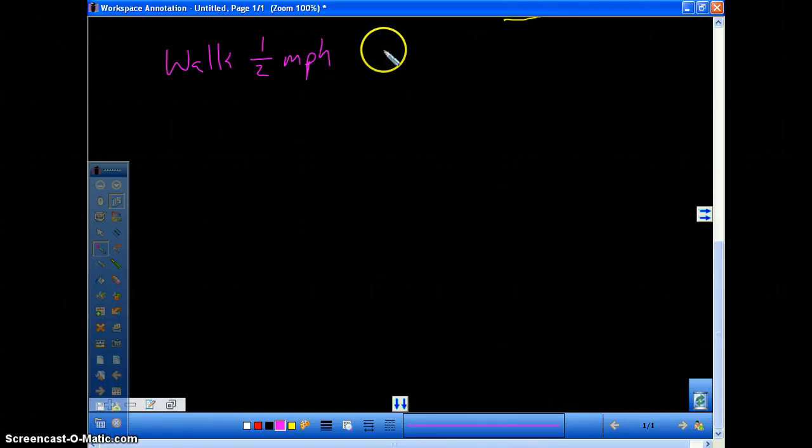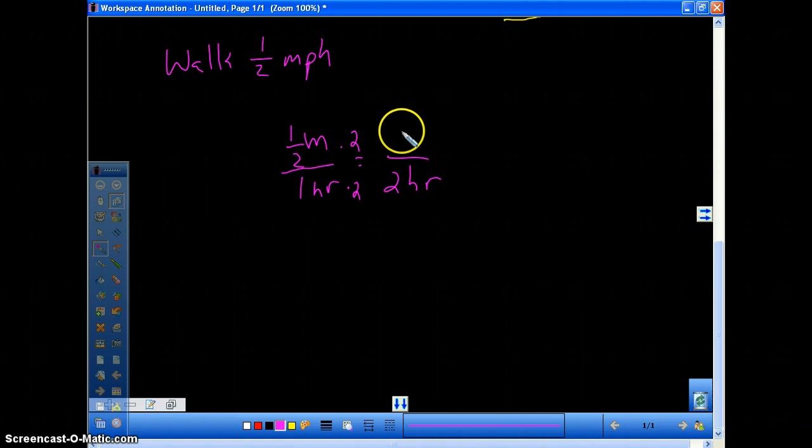How far will they walk in 2 hours? So a half mile per hour. So I have that 1/2 miles, and it's per hour. That's my unit rate. So we're looking at a 2-hour time frame. How do I get from 1 hour to 2 hours? And this is the notion again of equivalent fractions. I'm going to multiply this by 2. We would get 1 mile in 2 hours.